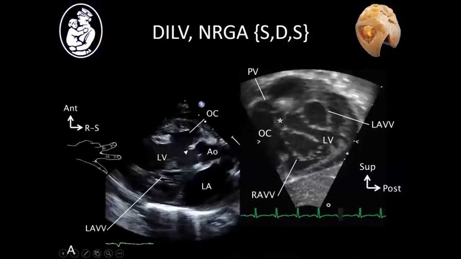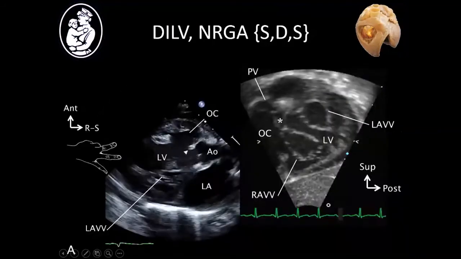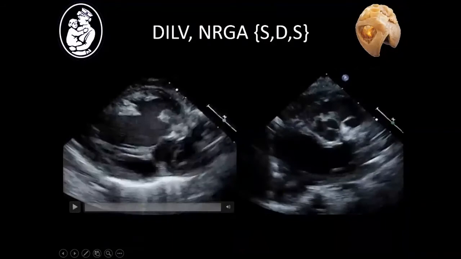And then the last type is a double inlet left ventricle with normally related great arteries. And here you can see still frames of this. Here's the left ventricle, mitral valve, aortic valve. Looks like a usual parasternal long axis view. Here's the infundibular septum, and the pulmonary artery is sitting here above the outlet chamber. You can see both of the AV valves come into this single left ventricular chamber.